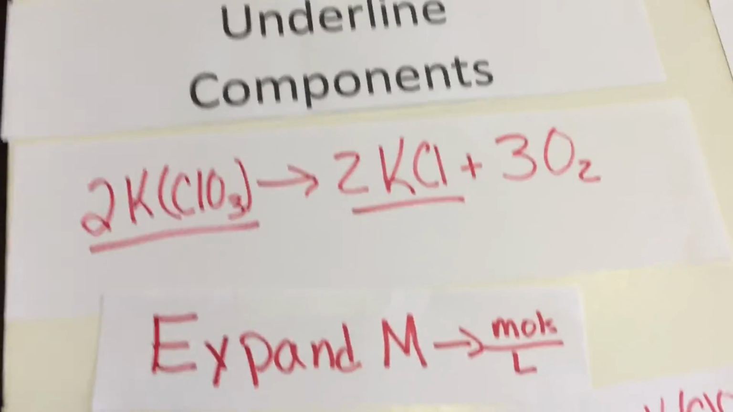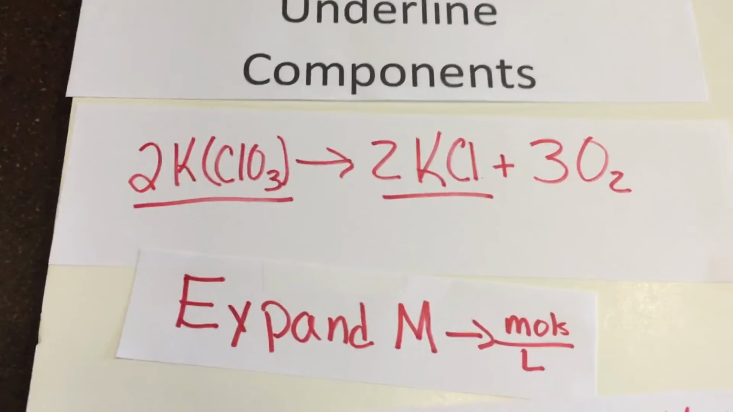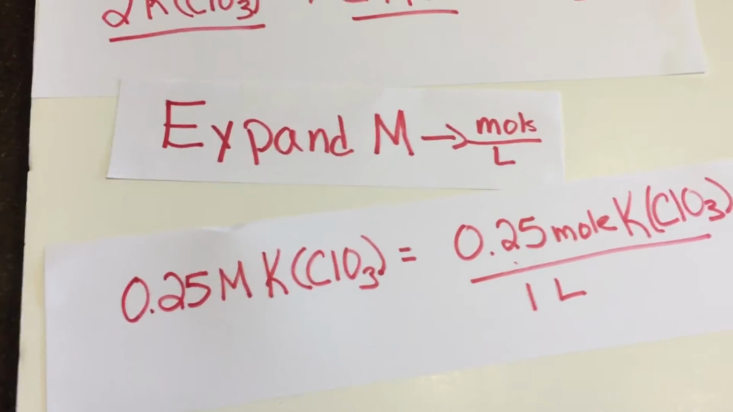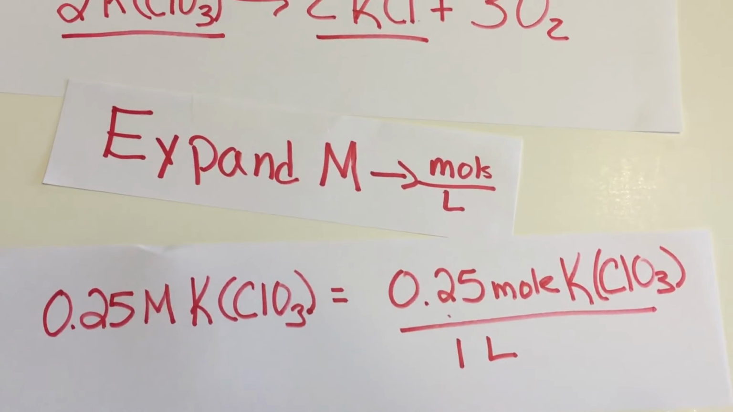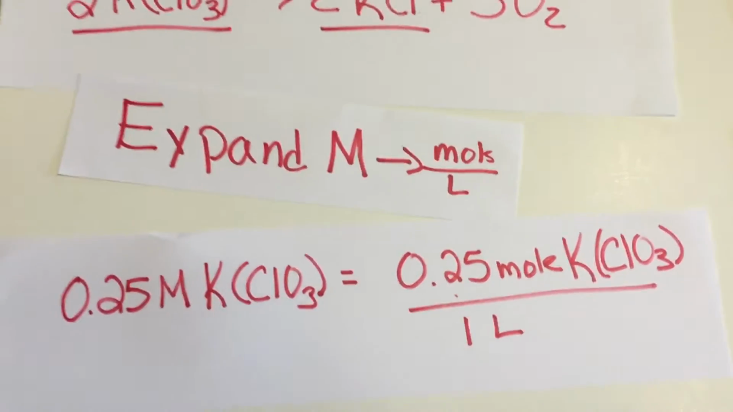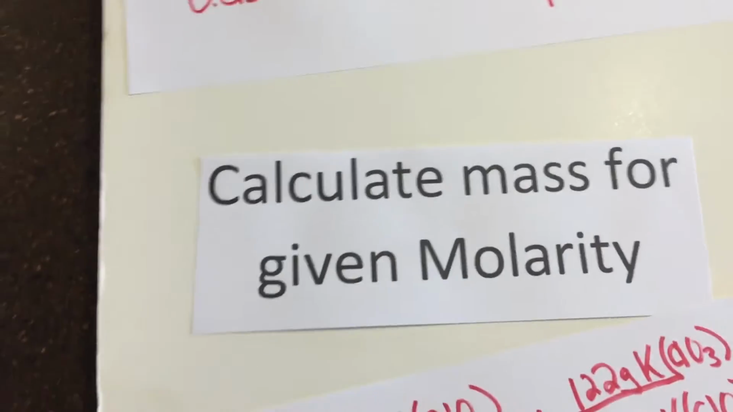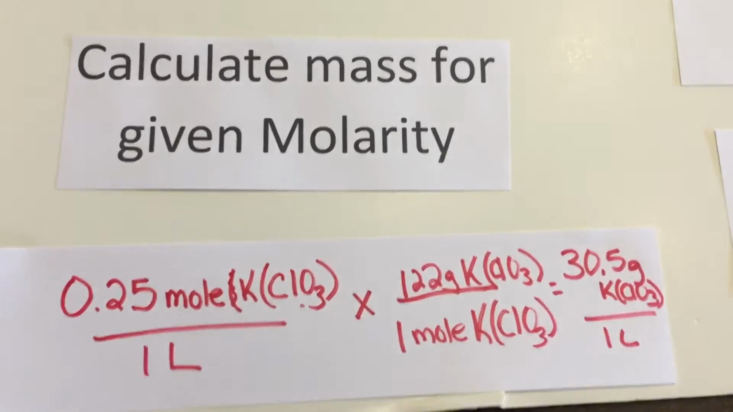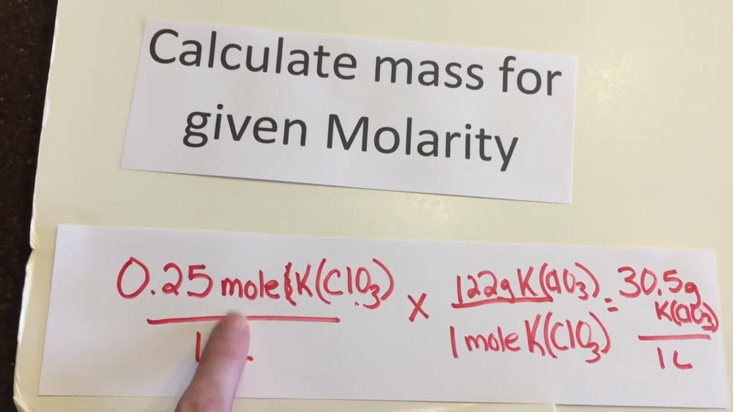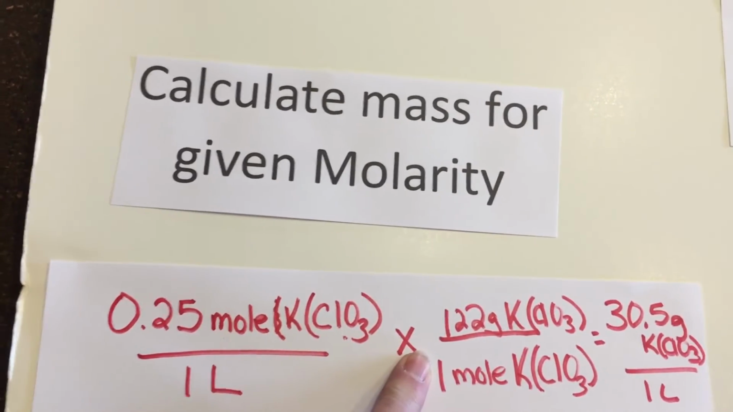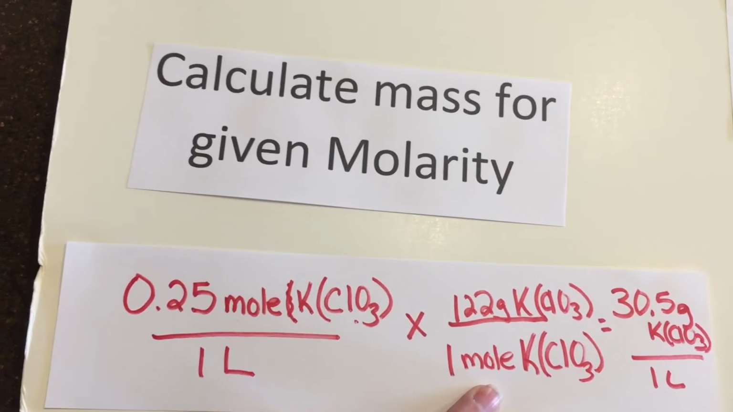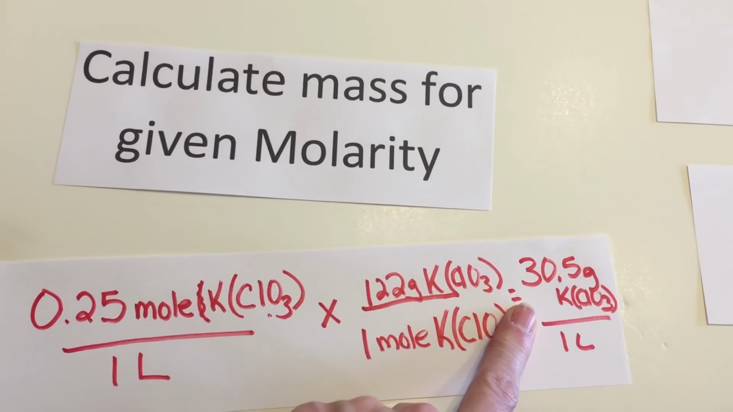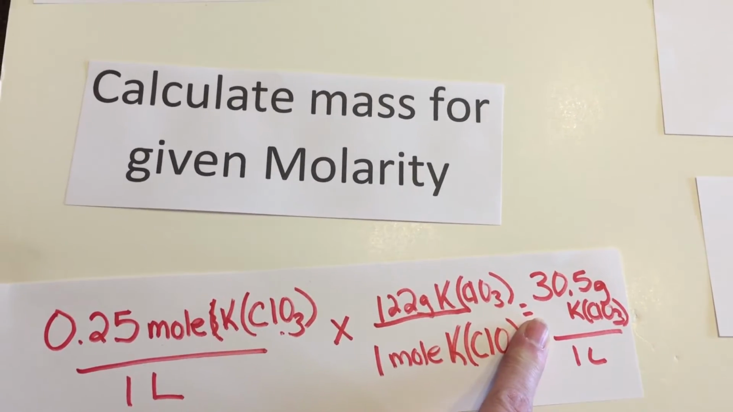Okay, then we're going to expand the molarity, moles to liters. So 0.25 molar potassium chlorate is the same as 0.25 moles of potassium chlorate over 1 liter. Then we'll calculate the mass for the given molarity. That is 0.25 moles of potassium chlorate, multiplied by its formula weight, putting the moles in the denominator so they cancel. And the answer is 30.5 grams of potassium chlorate per liter.